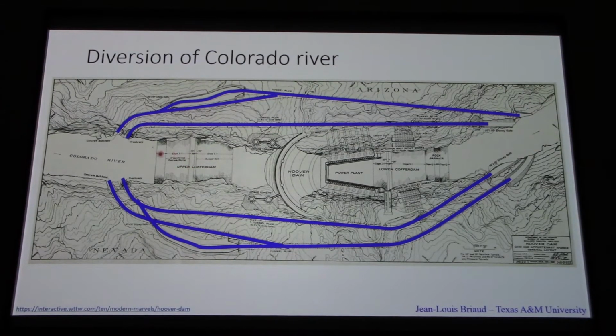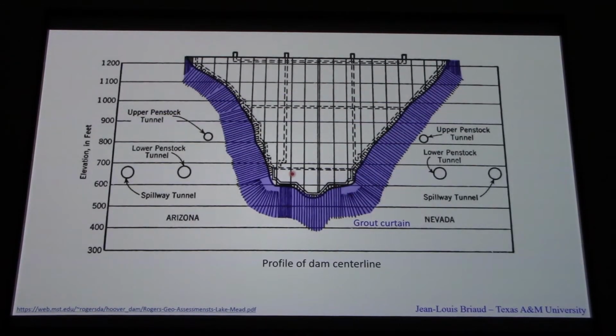You have an upper cofferdam to block the river, and a downstream barrier as well, so that now the dam site is dry and you can start working on the construction itself. Here in cross section, you can see the 1, 2, 3 tunnels on this side, 1, 2, 3 tunnels on this side to handle the flow of the river.